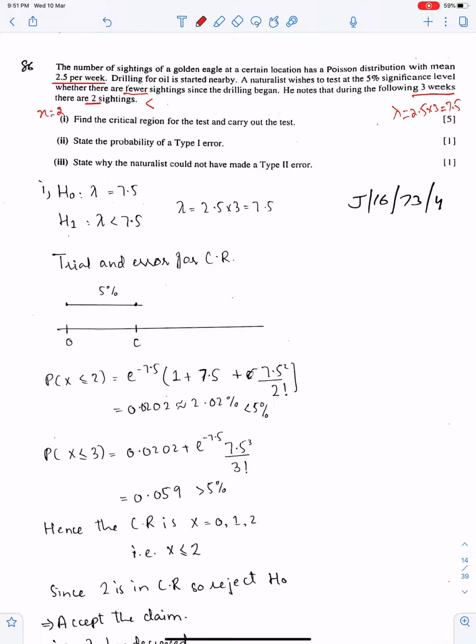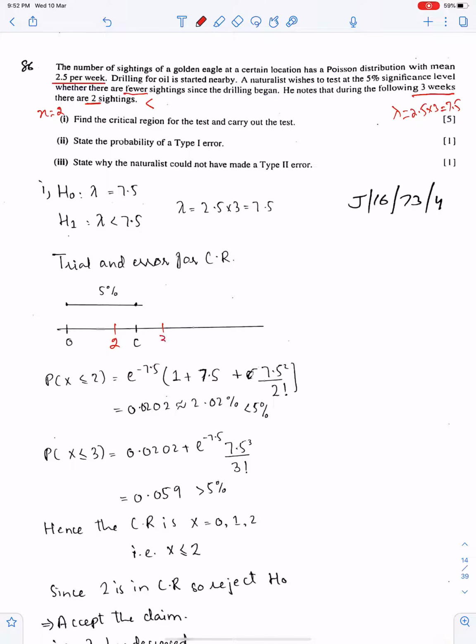Now you have an option. You can directly start from the test value or you can start from 1. So it's better to start from the test value. So you just need to find this probability. Since the critical region is on the left side, or in the lower tail, find this probability: less than or equal to 2. Since this probability is less than 5%, that means your 2 is in the critical region.